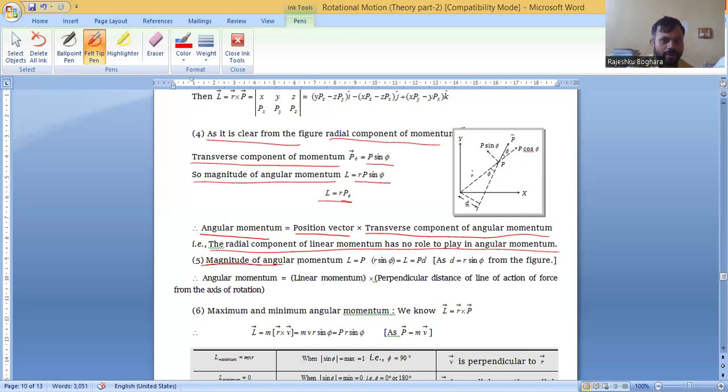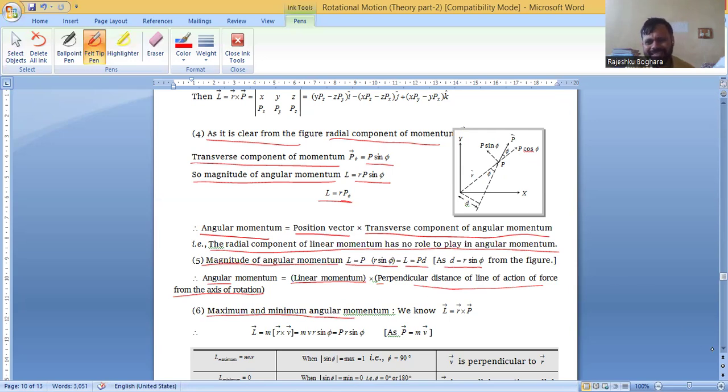Magnitude of angular momentum L equals P into R sin phi, which equals P into D. So D equals R sin phi. The angular momentum is equal to linear momentum into the perpendicular distance of the line of action of force from the axis of rotation. Okay.